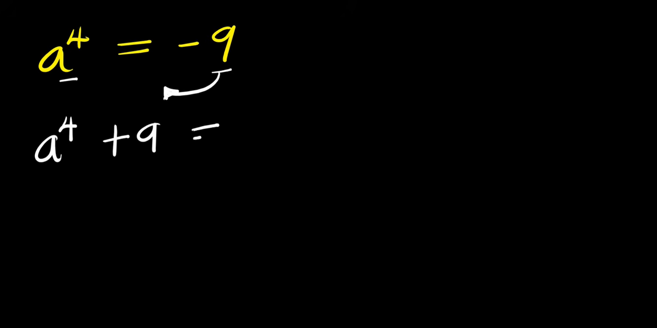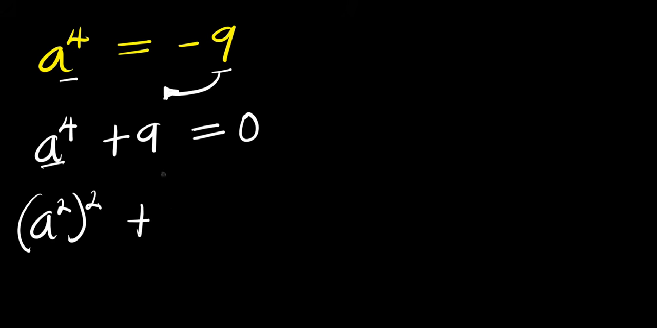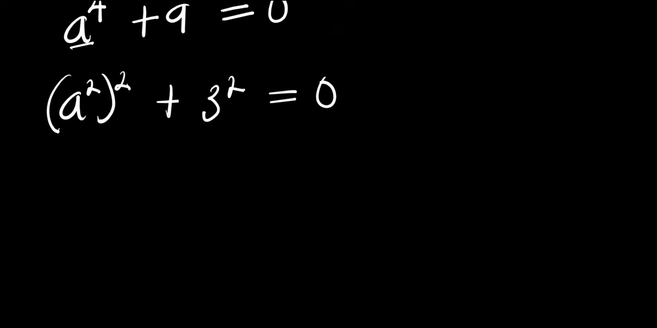plus 9 equals 0. So from here, I can express this as a power 2 raised to the power of 2, that is 4 here, plus 9 is simply 3 power 2. This equals 0. So right now, we have power 2 here, we have power 2 here. What do we do? Now consider this identity.